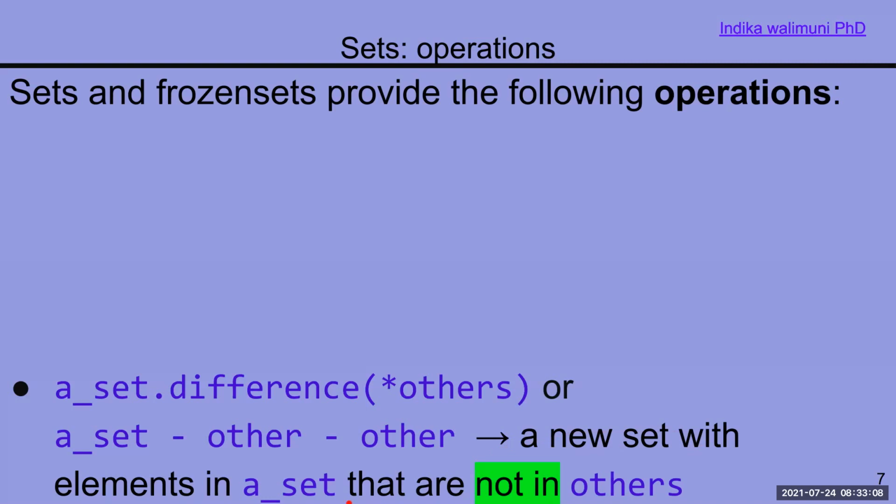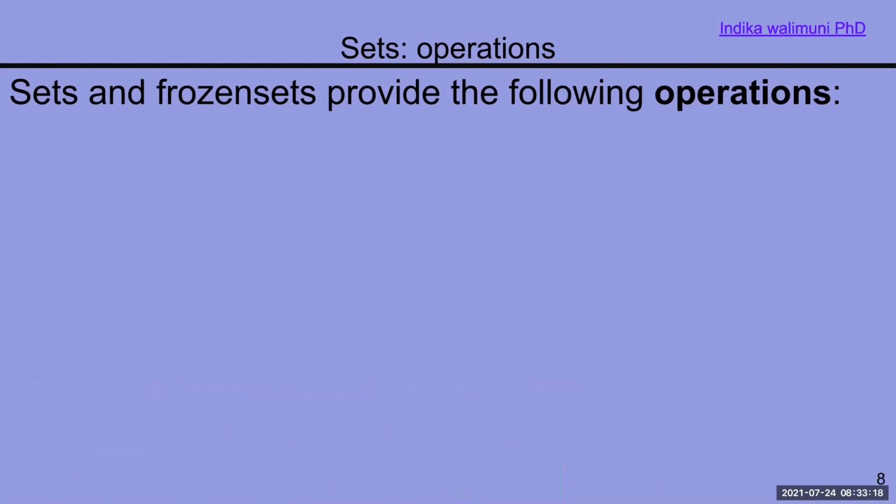Okay, so basically it's the sort of opposite of the intersection. So you remove the intersection from the union, right? Okay, all right.